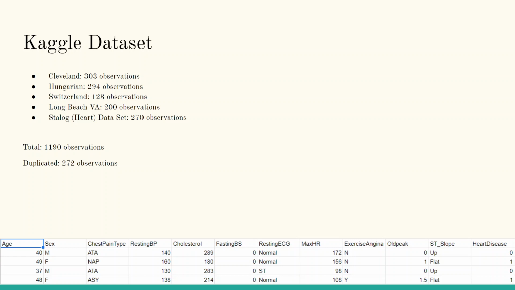So we used the Kaggle dataset, which came from various places. Some observations were the same, so we had 272 duplicated observations. They were just removed from the dataset. And you can see at the bottom what an example data segment would look like.